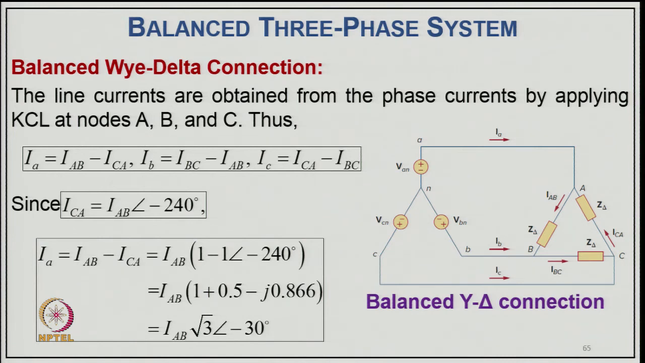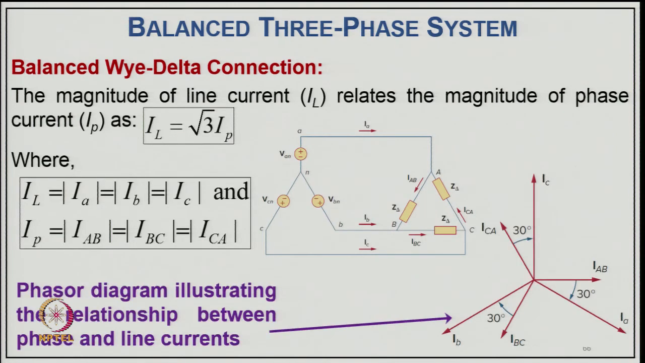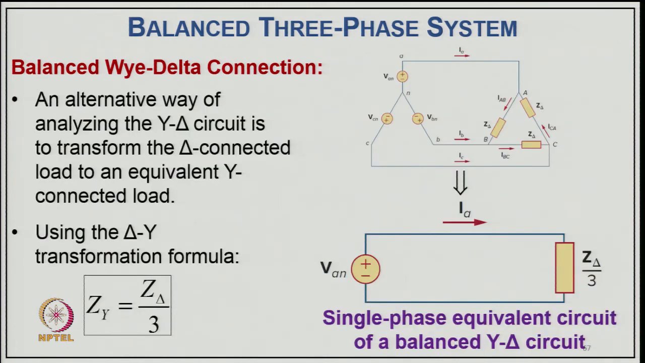In a delta connected mode, we can say the magnitude of the line current relates to the magnitude of the phase current as I_L equals root 3 I_p, where I_L equals I_a equals I_b equals I_c, and I_p equals I_ab, I_bc, and I_ca. The phasor diagram illustrating the relation between the phase and line current is typically drawn in this manner, where the line current is the sum of two phase currents, in this case also.